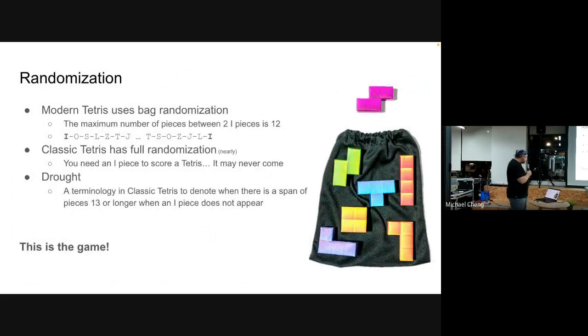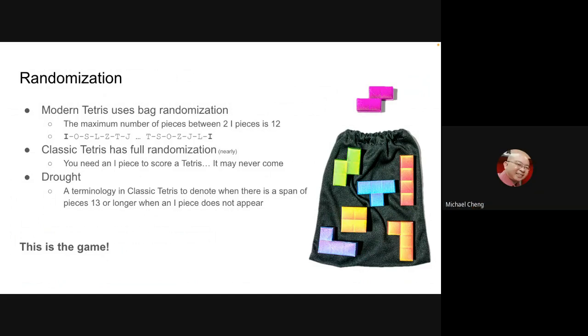Okay. So randomization, what do I mean by this? It's important. Modern Tetris uses bag randomization. It means you throw in a bag of 7 pieces, and you take them out one at a time. If you're waiting for a line piece to clear a Tetris, the longest sequence of pieces you have to wait to get it is 12, because it would be the first piece of the first bag and the last piece of the second bag, right?